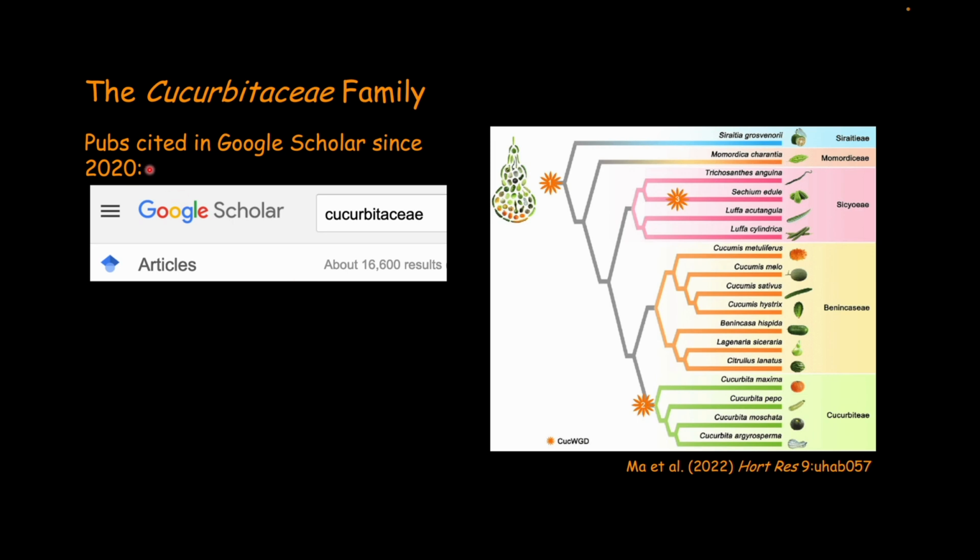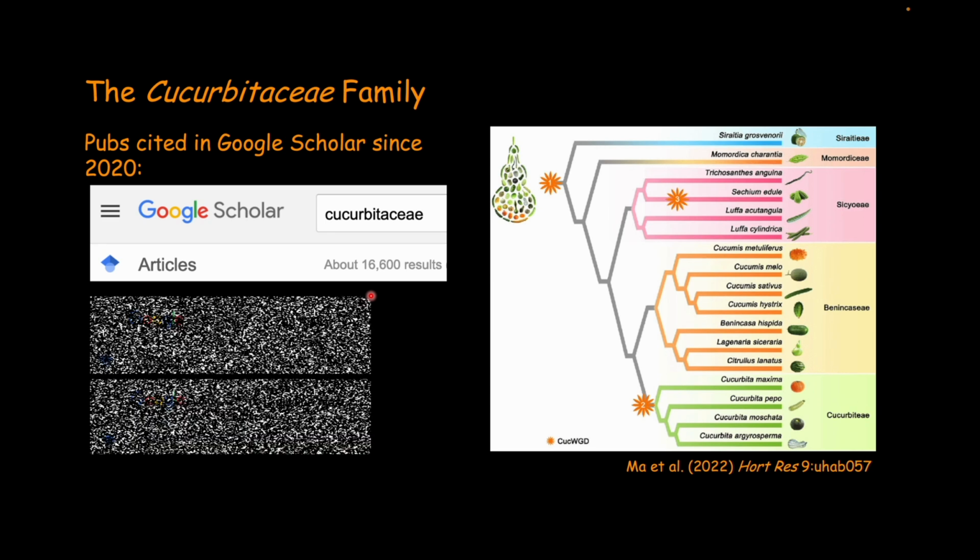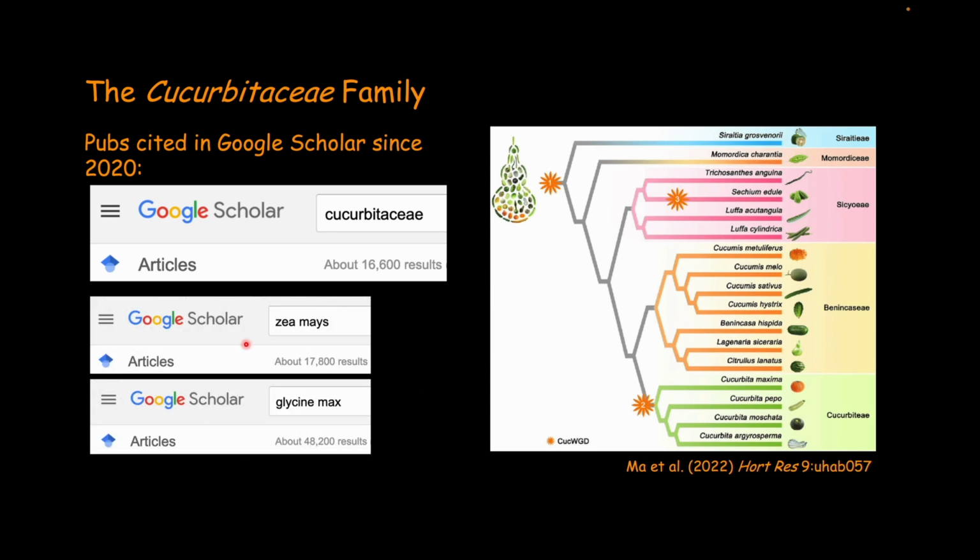So looking in Google Scholar since 2020, there have been just under 17,000 papers published dealing with the Cucurbitaceae family. In comparison, the two plants most commonly worked on at the University of Missouri: corn, about the same number, a little bit more papers published on that one particular species, and Glycine max, soybean, a fair number more, but the Cucurbitaceae are actually not doing too bad. There are a lot of people working on it, and you might imagine that would be true since it's actually the second most eaten plant species or plant family in the world.